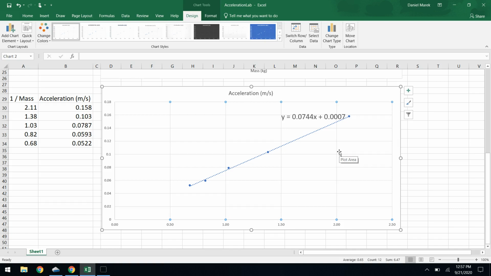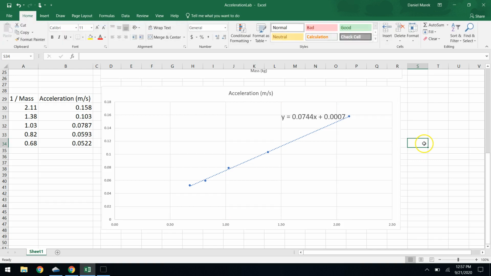So, fact number 1 that we've learned so far is that the acceleration is inversely proportional to the mass. In our next video, we'll look at how the force affects the acceleration.